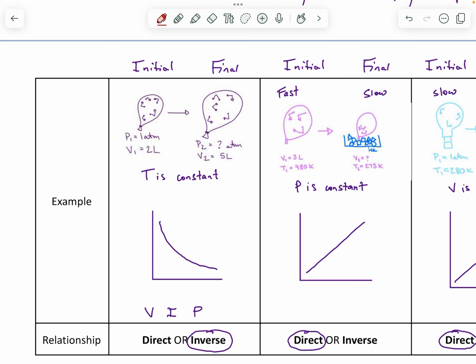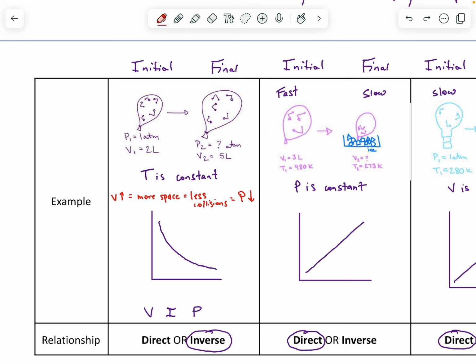the volume is increasing, right? Volume goes up, which means there's more space, which means less collisions, which then, of course, means less pressure, right? And so if we were to calculate this value of pressure, we would notice that it would be lower than the original, and that's because now the particles have more space to operate, and they're moving at the same speed on average because temperature is constant.